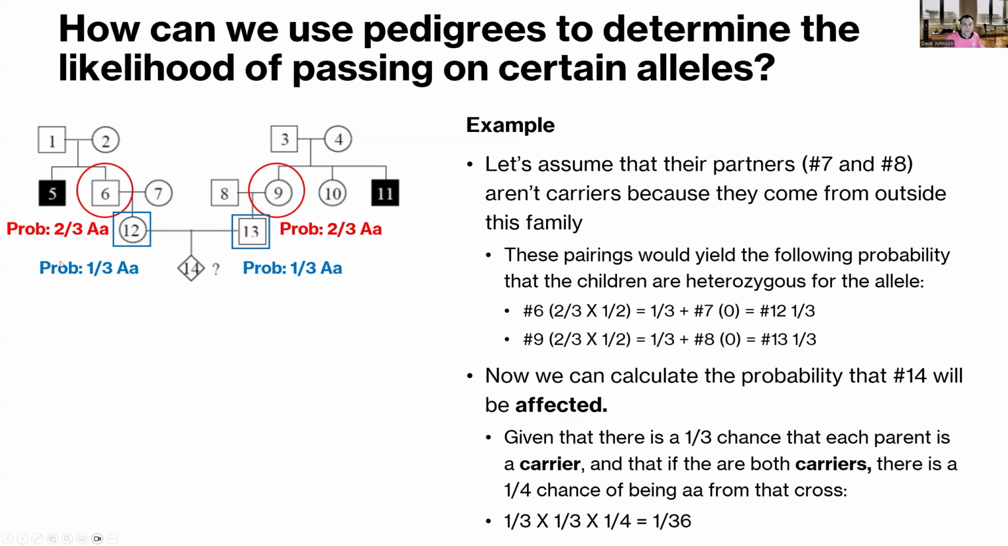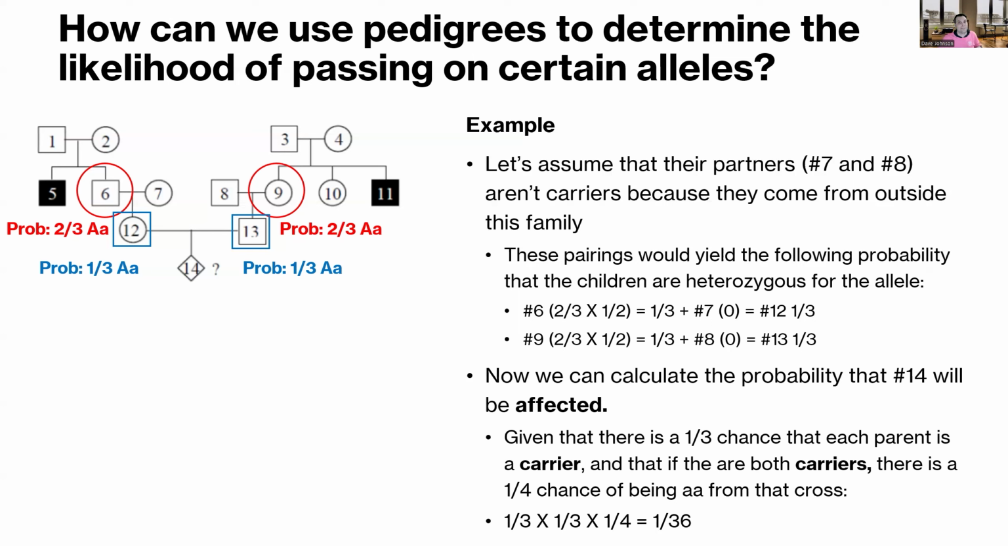Okay, so then we now know that the probability of 12 and 13 being heterozygotes, being carriers, is about 1 in 3. All right? So the next thing we have to ask ourselves is, what is the probability that 14 will be affected? Because that's the question we've been asking all along. What's the chance that hypothetical child number 14 will be affected, will have the disease?